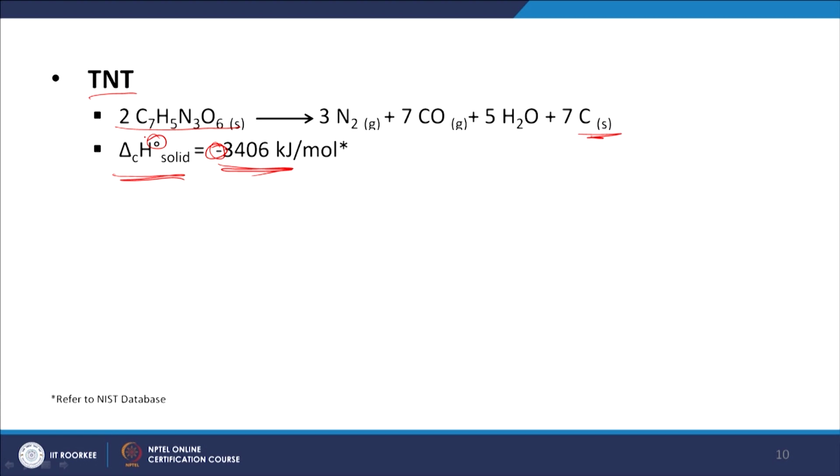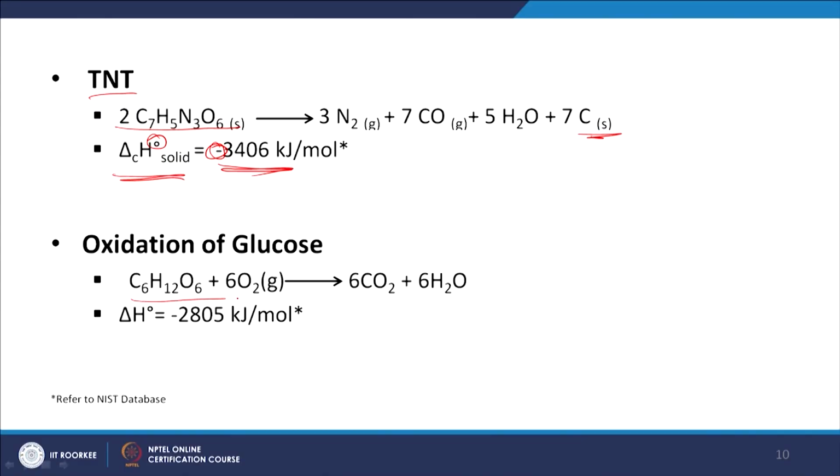The next example we are going to look at is oxidation of glucose. Think of having a chocolate, maybe sucrose. Anyway, glucose can be oxidized by oxygen, as you are aware. For example, if I let glucose stay open to the atmosphere, this is a reaction that I can expect.